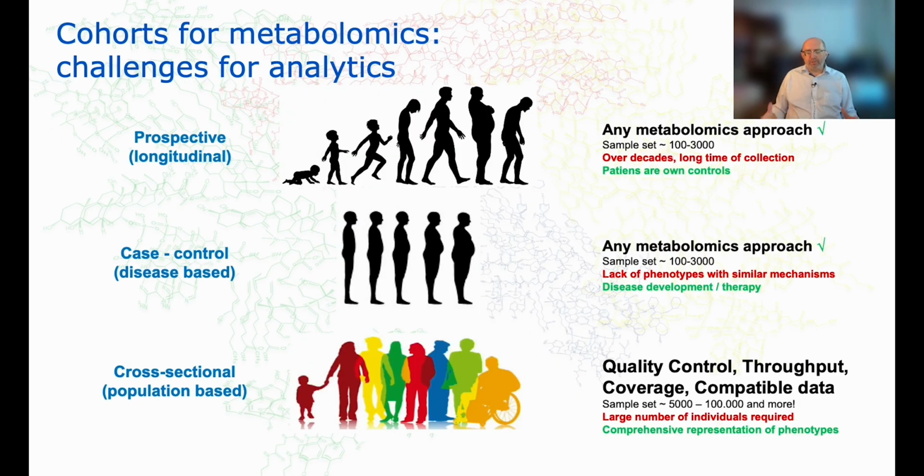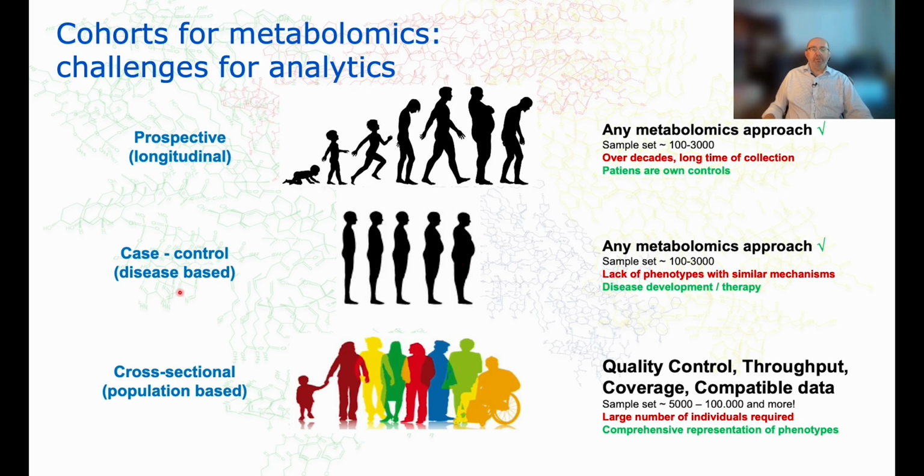Now, which cohorts could be used with what type of metabolomics? For longitudinal studies and case control studies, any metabolomics would go. We are dealing in longitudinal studies with a sample set after matching for confounders ranging from 100 to maybe 3000. The original cohort might be larger, but after matching for different confounders, you will reach this amount. Any metabolomics will work here. The same is true in a case control study. After matching for different confounders, you will have maybe this amount of samples being analyzed.